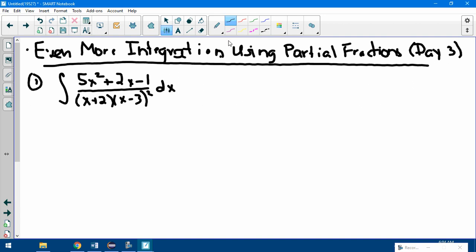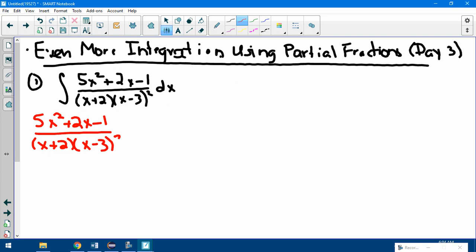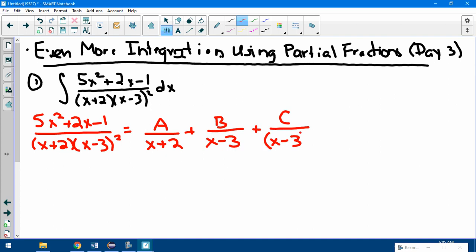Okay, so the difference with yesterday was when we had repeated linear factors. So x minus 3 happens more than once. So if I wanted to rewrite and break up this fraction, we could say 5x squared plus 2x minus 1 over that denominator, x plus 2 times x minus 3 squared, could be some constant a over x plus 2, but you can't just say plus b over x minus 3 squared, because it could be a fraction b over x minus 3 and another fraction c over x minus 3 squared.